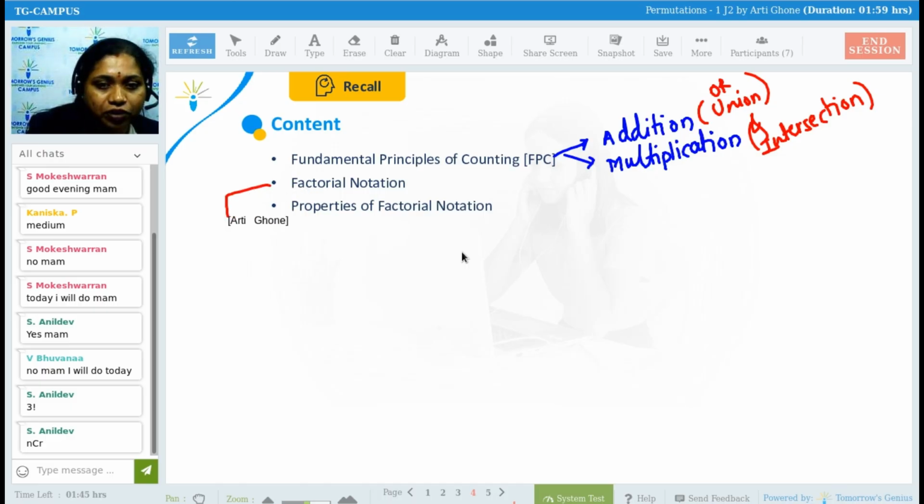Okay, factorial notation. In that I have given you the homework. Quickly tell me all the factorials. Who will tell me directly?